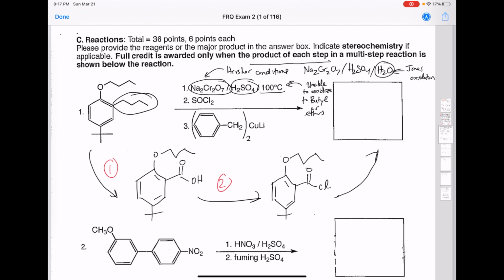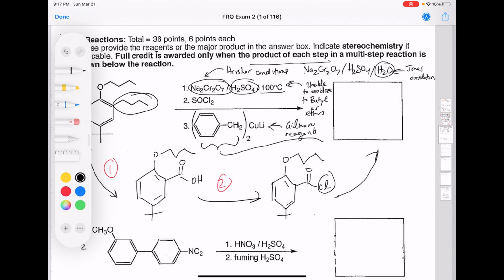So in step 3, we apply this reagent. This reagent is called the Gilman reagent. It reacts with acid chlorides in such a way that it replaces the chlorine with whatever is inside the parentheses right here. So in that case, it will take the place of this chlorine right here. So when you go ahead and do that, we connect... excuse me, I'm just trying to redraw the structure here.